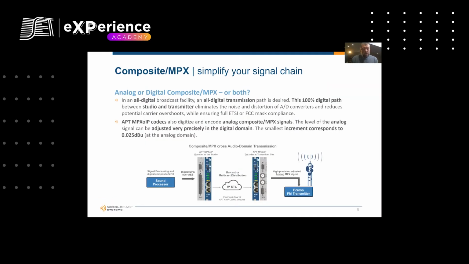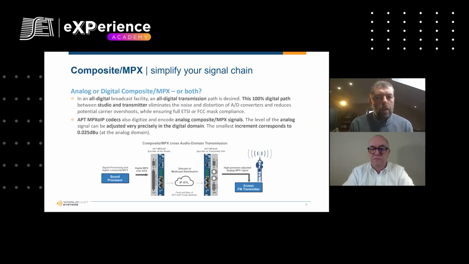So analog or digital, well, we can have a hybrid with our codec solutions because we have an analog IO, which is the traditional composite from many years ago, but we also then, of course, have the new digital MPX over AES or composite over AES as encapsulated in the AES192 standard. So it's preferable to have the 100% digital path because you can eliminate any interferences that you can have in analog, and especially in a very RF dense site.